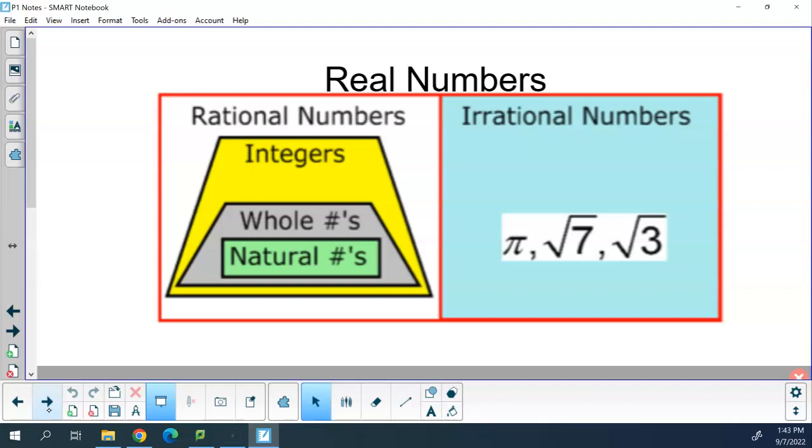We're going to start inside and work our way out. When I look at this picture, if I start with the big one, real numbers, these things called rational and irrational are both real numbers. Inside the rational numbers, I've got a smaller set of integers, an even smaller set of whole numbers, and an even smaller set of natural numbers. They get smaller and smaller.